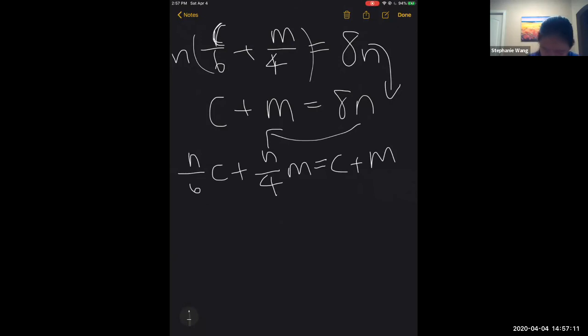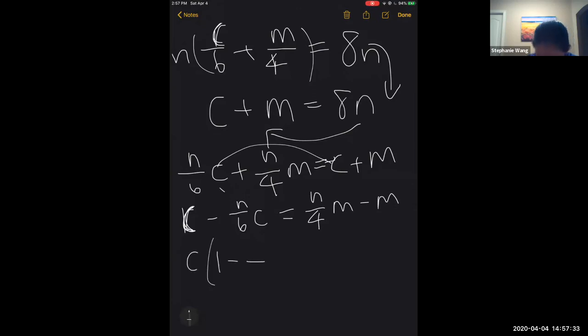All right, so we can go ahead and say 1 times C minus n over 6 C. We're moving this one over here, this one to that side. And then we can say equal to n over 4 M minus M. We're just basically moving the M to the other side. This is just simple algebra, so yeah. And then we take out the C, we get 1 minus n over 6 equals M times n over 4 minus 1.